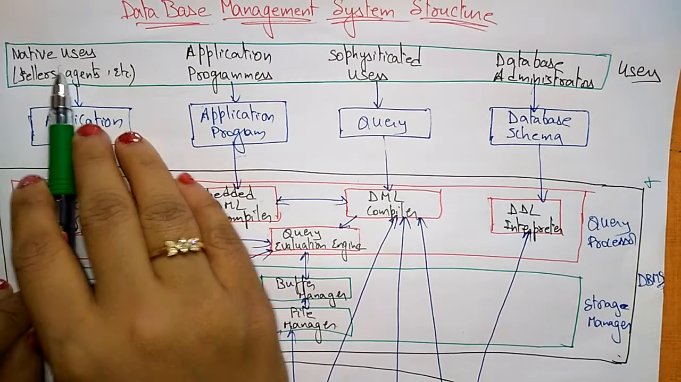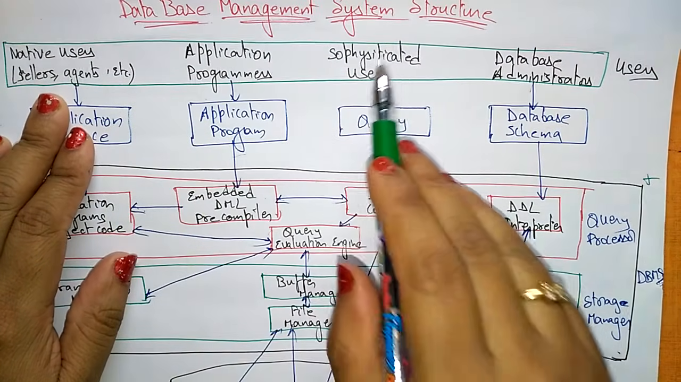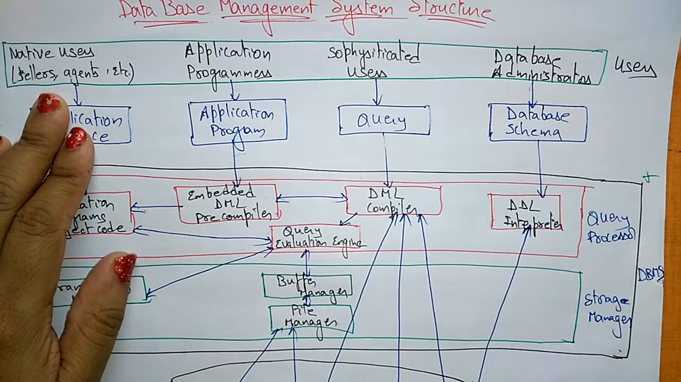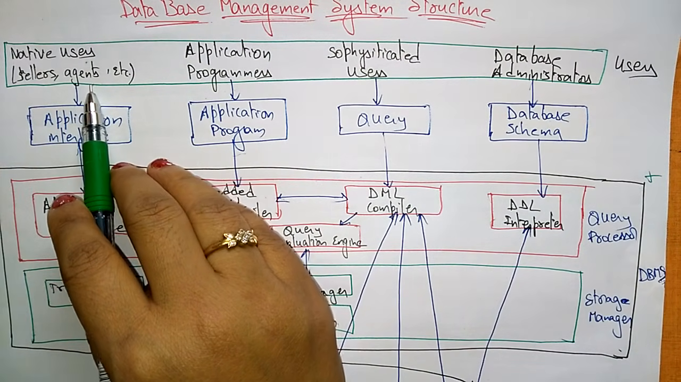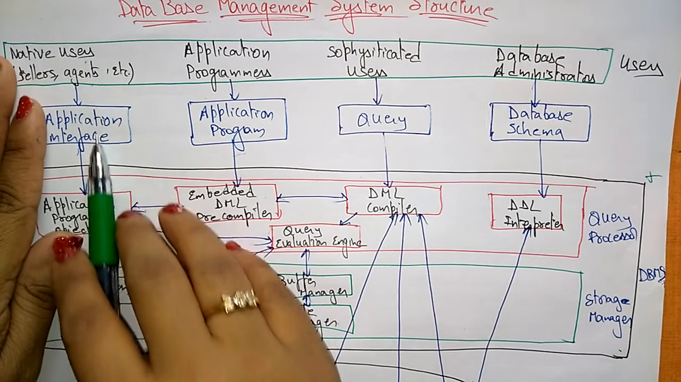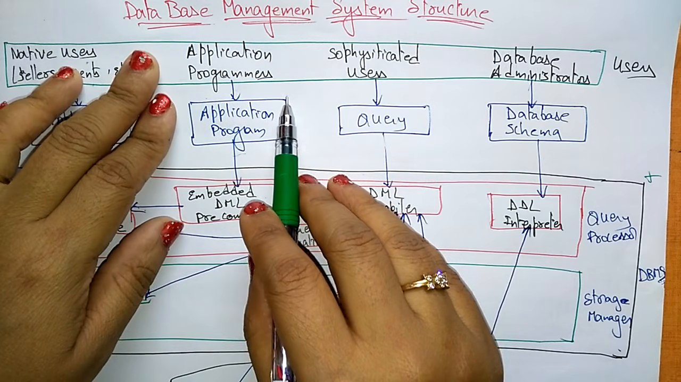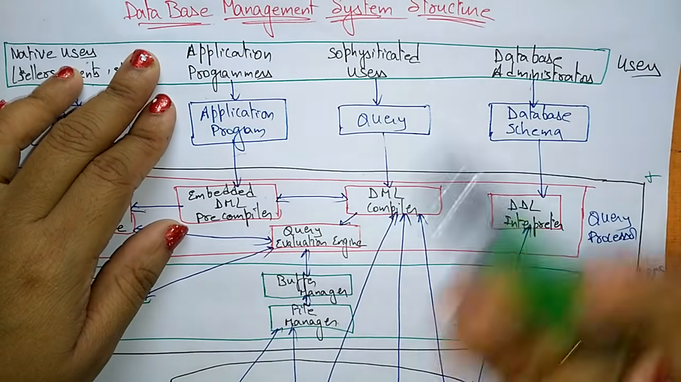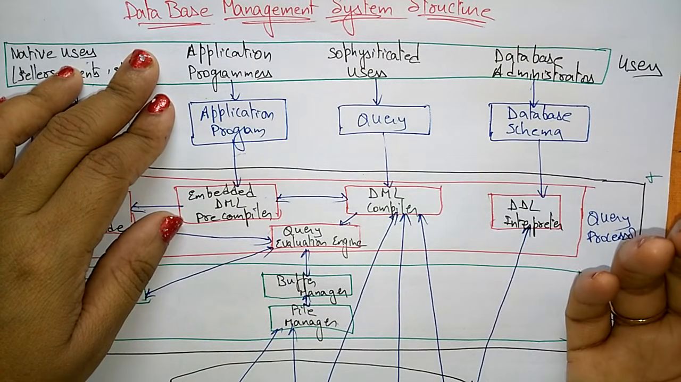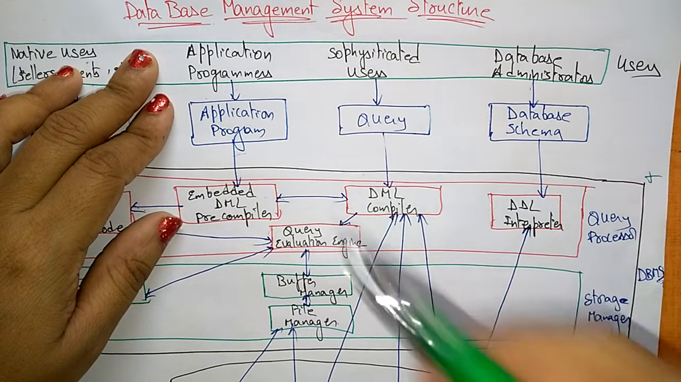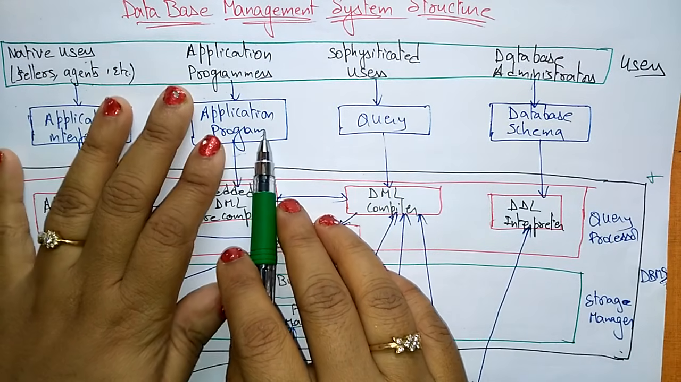So first, different users will be there. You may be a native user, an application programmer, a sophisticated user, or a database administrator. Native users are nothing but users like agents and sellers who are accessing the application. The application programmers are the programmers who developed the application. Suppose Gmail is an example. If Gmail is an application, it will be developed by this application programmer, and that person is accessing the database.